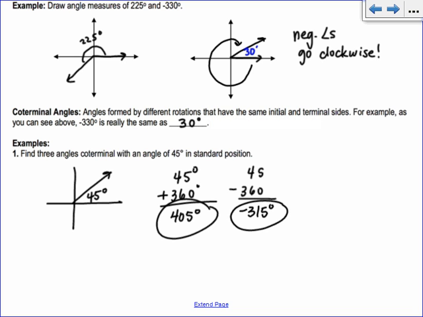Okay, so let's say I take the 405 and I add 360 to it. Well, that's going to be 765. That would be another coterminal angle. So you keep adding and subtracting 360 degrees. It's basically like saying you're rotating around one more time, or rotating backwards.